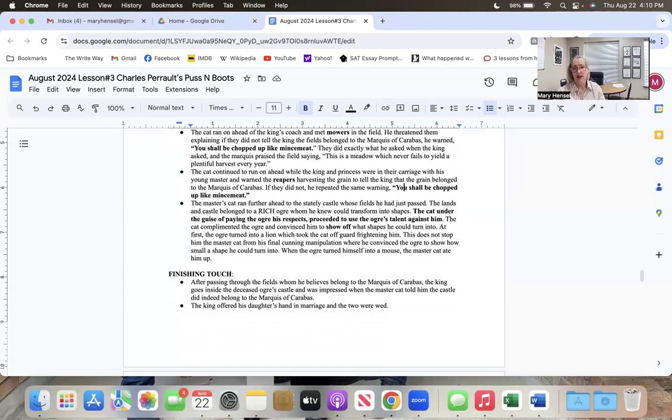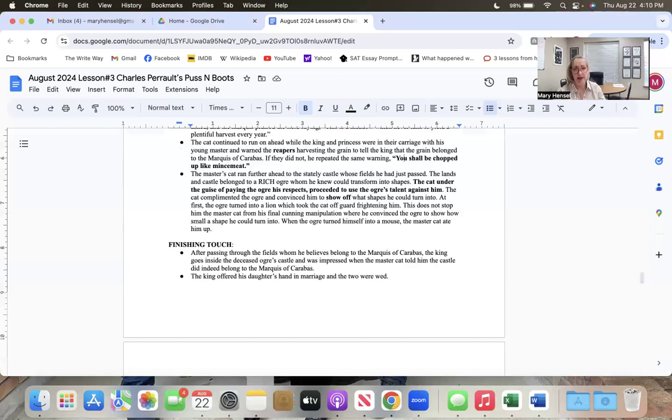The cat, under the guise of paying the ogre his respects, like, you're so important, you're a shapeshifter, proceeded to use the ogre's talent against him. The cat complimented the ogre and convinced him to show off what shapes he could turn into. At first, the ogre turned into a lion, which took the cat off guard, frightening him. This does not stop the master cat from his final cunning manipulation, where he convinced the ogre to show how small a shape he could turn into.